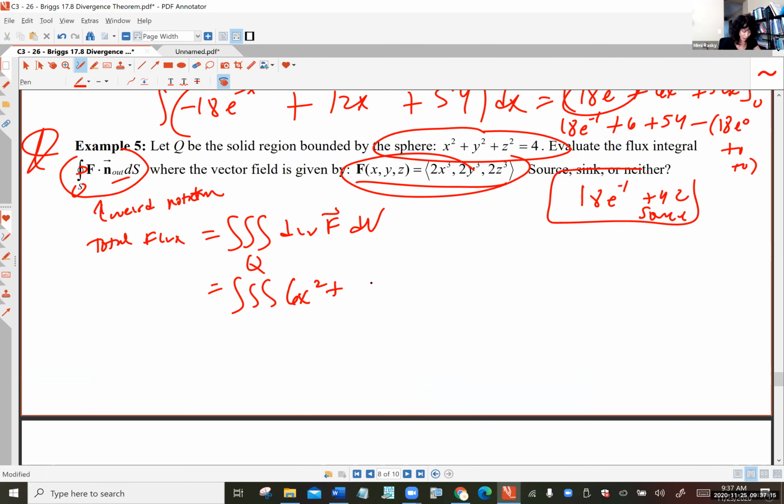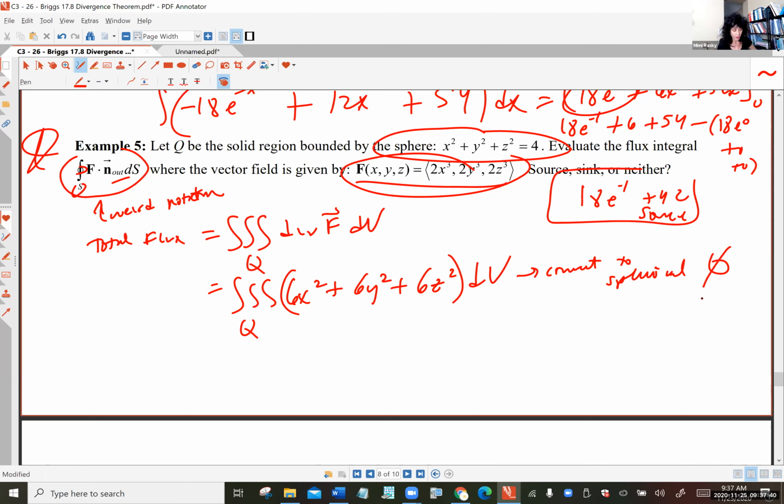6x squared, partial with respect to y, 6y squared, partial with respect to z, 6z squared. And then you've got this going on. And you're like, oh my God, well, the solid is a sphere. So guess what? Convert to spherical. So on the entire sphere, what are rho and theta and phi? Phi looks like this. What are all of those doing?